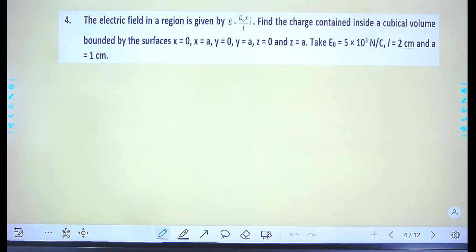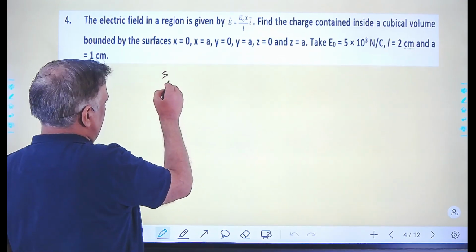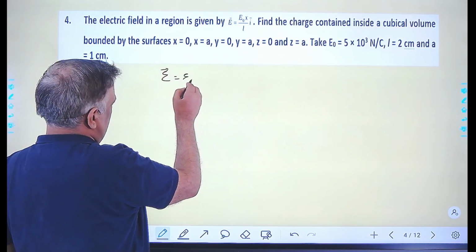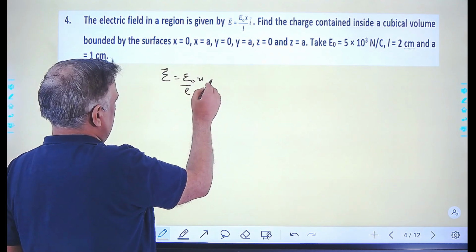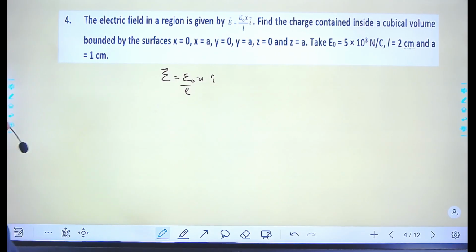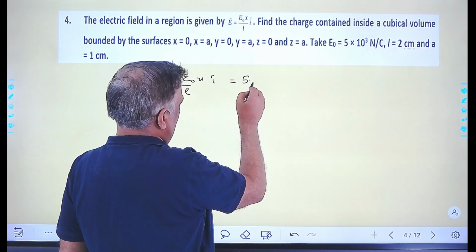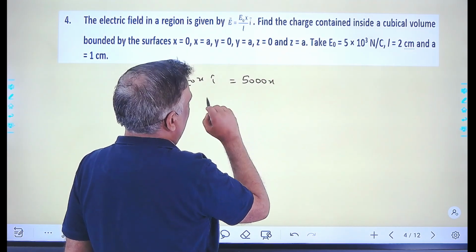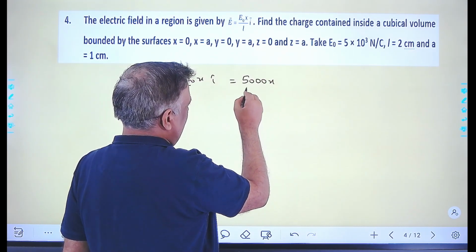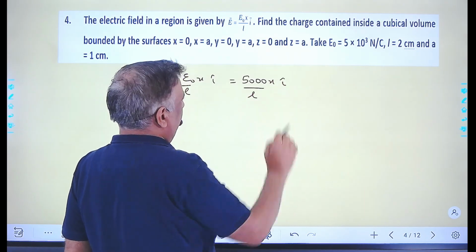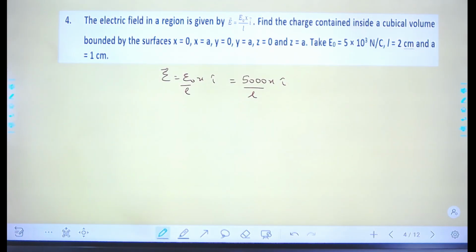Next: electric field is given in a region as E = E naught x by L, in the i cap direction. Electric field is pointing in the x direction, where E naught is 5 into 10 raised to power 3. So basically 5000 x by L, and L is 2 centimeter. We have to find the charge contained inside a cubical volume.